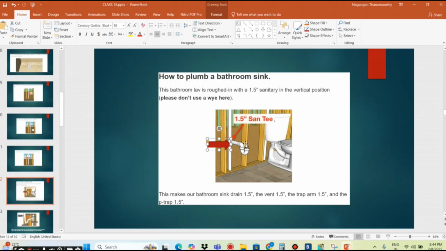Here we followed 1.5 inch. I followed a 1.5 inch trap, a 1.5 inch trap arm and a 1.5 inch sanitary connection. So minimum is 1.25, but I followed 1.5. If you follow 1.25, all the fittings will come 1.25. I mentioned 1.5 here because the P-trap, trap arm and the connection, the sanitary tee, should all be 1.5. So at this point, we have to provide a 1.5 inch sanitary tee in the vertical position. Please don't use Y here.